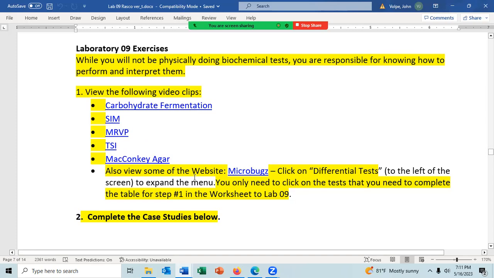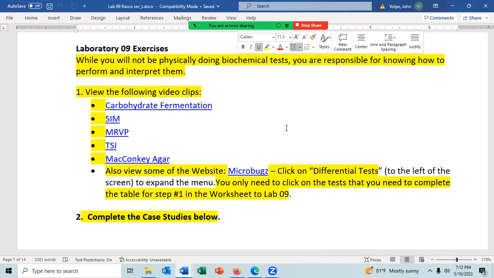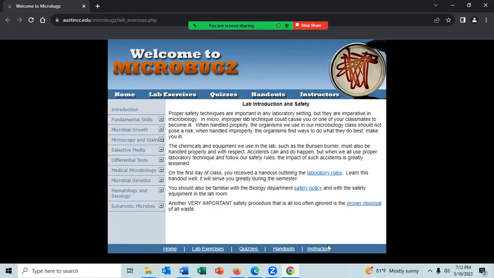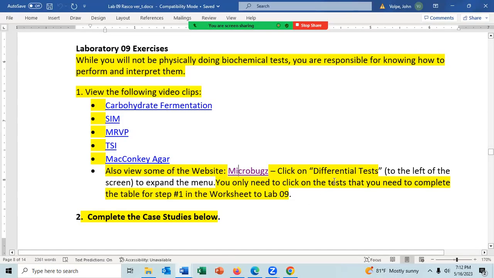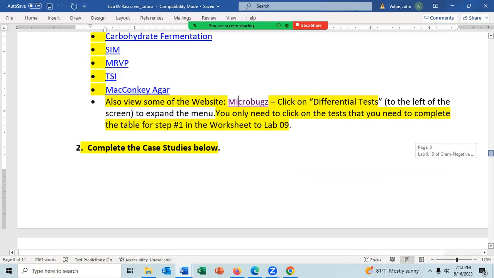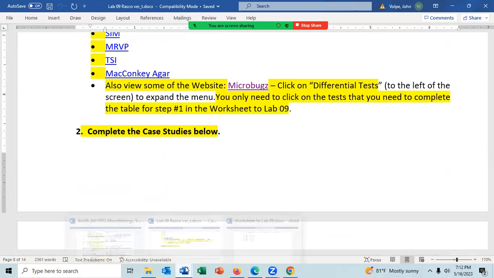You should also view some of the information on the website MicroBuzz. Let me go there now. Go to MicroBuzz, and you only need to click on one of the links here. Where do I have that? The differential test to the left. And you only need to click on the test that you need to get information to finish the worksheet in Lab 9, which isn't shown here, so let me go to the worksheet.